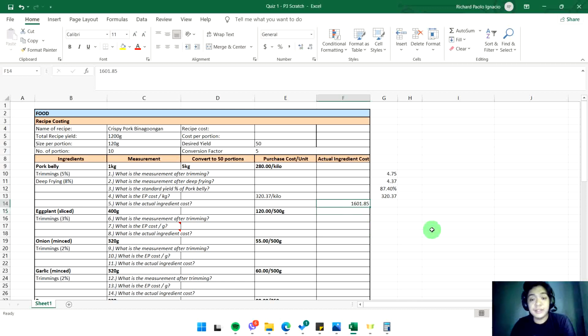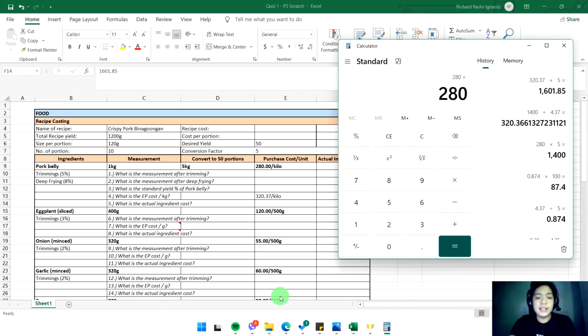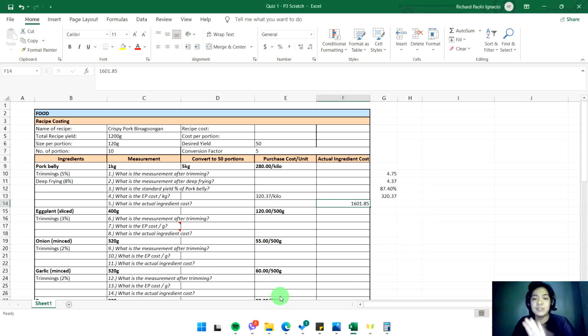Yan. Tingnan natin yung difference, no? Kung gagawin natin 280 times 5, 1,400 lang. So mataas ang itinaas ng presyo after looking for the edible portion cost. And again, the reason for that is binabayaran din natin itong trimmings na ito at itong deep frying na ito. Lahat ng nabawas doon sa timbang ng ating niluluto, binabayaran natin yan. Kaya tumataas ang presyo ng ating actual ingredient cost after looking for the EP or the edible portion cost. I hope that is somewhat clear to everyone.